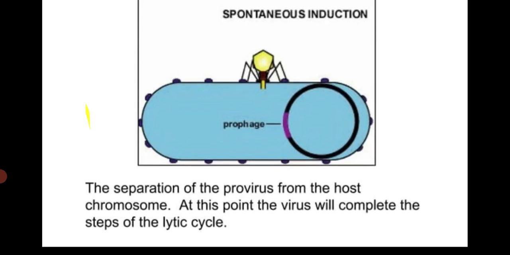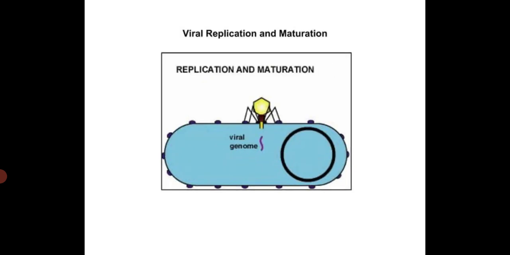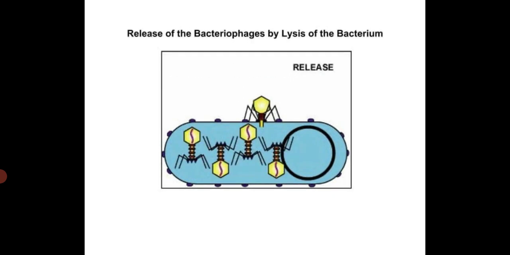The prophage gets separated from the host DNA spontaneously by some natural agents, and after separation, this viral DNA may continue into the lytic cycle, that is biosynthesis, assembly and release. It is called spontaneous induction. Here there is a spontaneous induction, and from this point it continues to the lytic cycle, release.